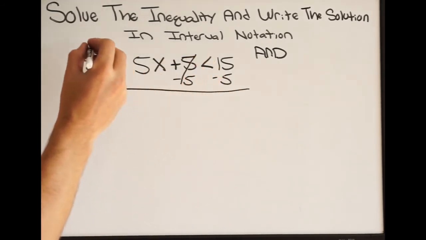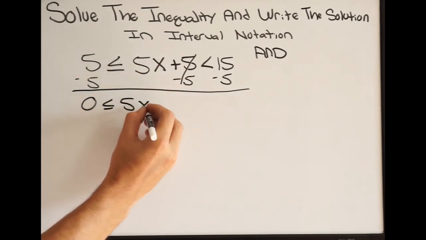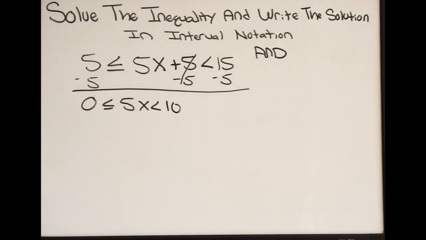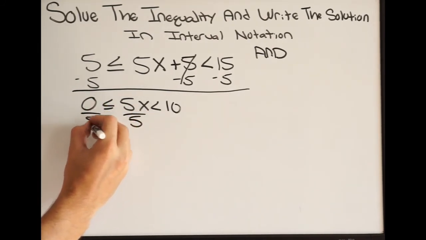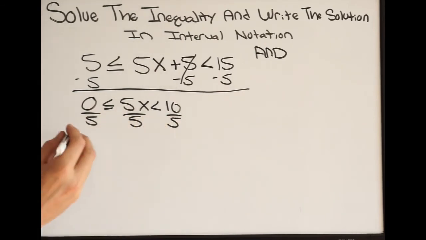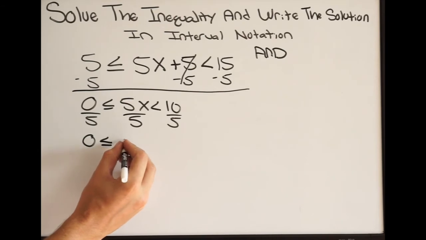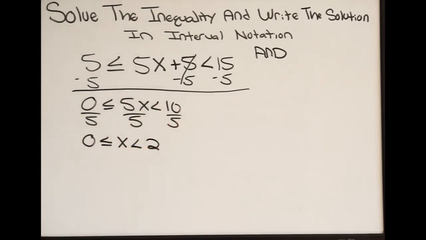This will cancel. We're going to get 0, bring down our inequality. Here's 5x. Bring down our inequality. This will give us 10. Now simply divide by 5. Again, you want to do this on both sides of your inequalities. This will give us 0. Bring down your inequality. This will just give us x. Bring down your inequality. This will give us 2. So we can see here that x has to be greater than or equal to 0 and less than 2.